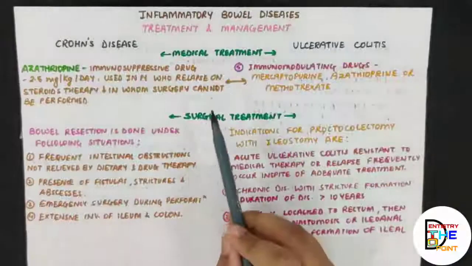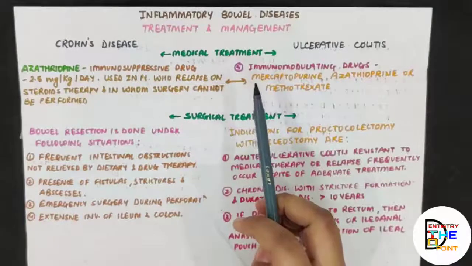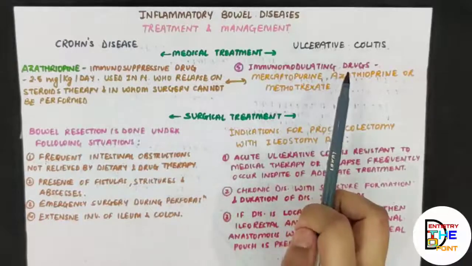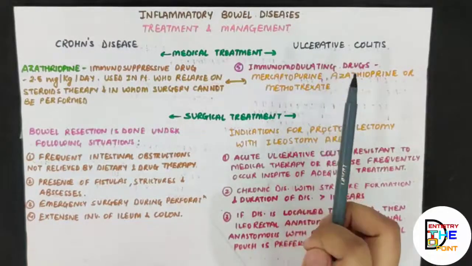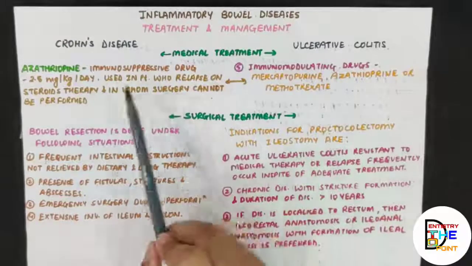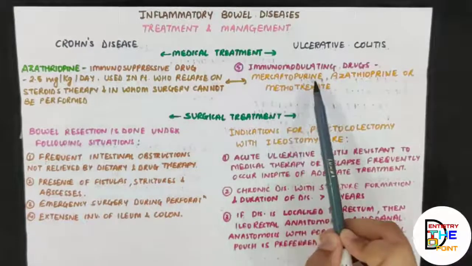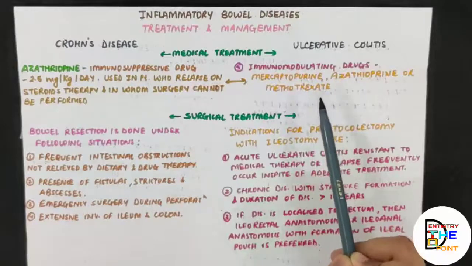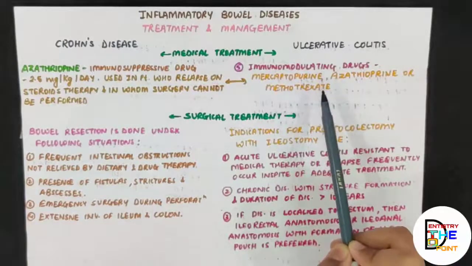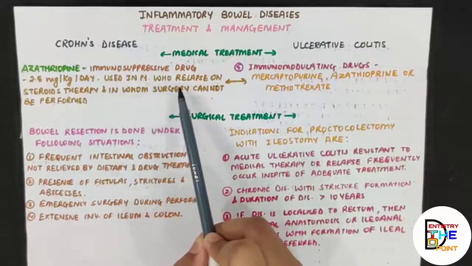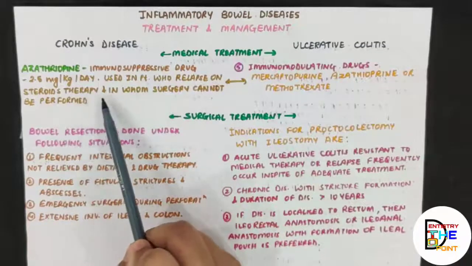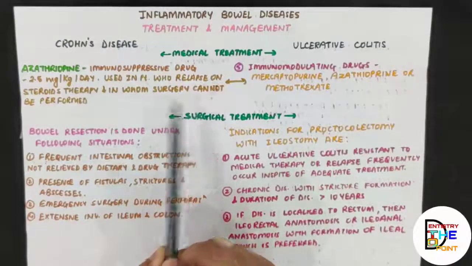Moving to the last part of the medical treatment, which is common to both Crohn's disease as well as ulcerative colitis, is the use of immunomodulating drugs or immunosuppressive drugs. The examples being azathioprine or mercaptopurine or methotrexate. Now what these drugs are given for is, they are used in the patients who relapse on steroid therapy, or in whom surgery cannot be performed.